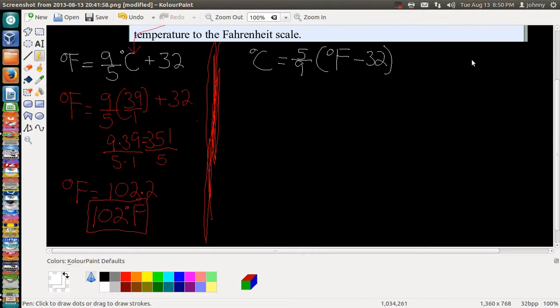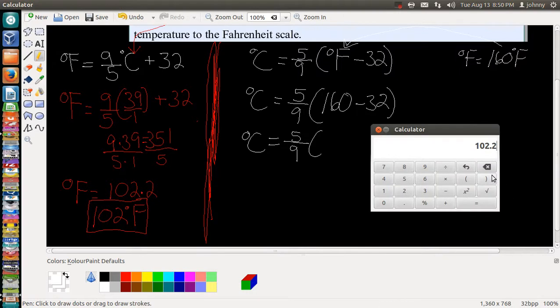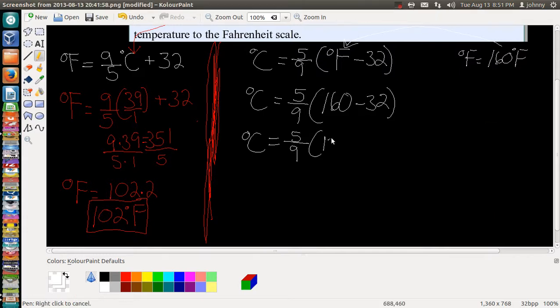So if they told you that the degrees Fahrenheit for a given problem was, say, 160 degrees Fahrenheit, all we're going to do is take this 160 and plug it into the F. Okay, so we're going to have the degrees Celsius equals 5/9 times 160 minus 32. Okay, so the first thing we need to do is do what's in parentheses first, 160 minus 32. Let's do that. 160 minus 32 is 128. So we have 128 in here.